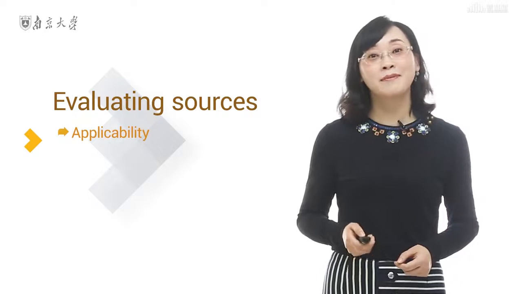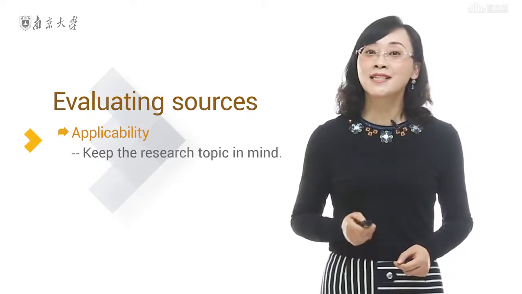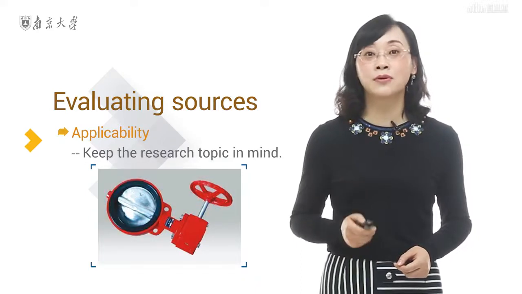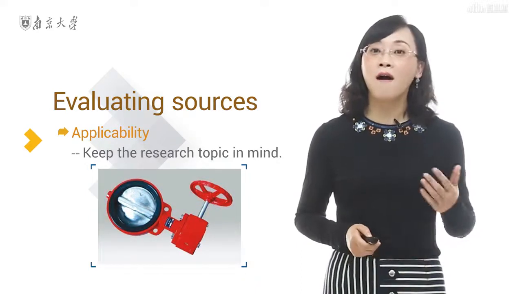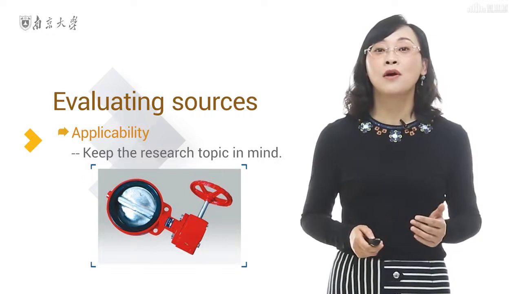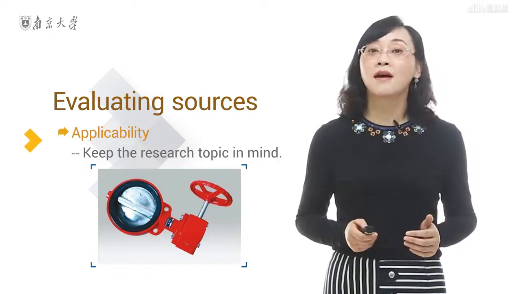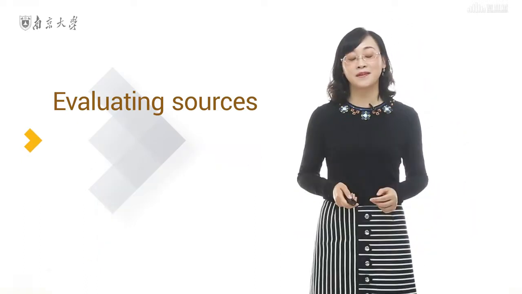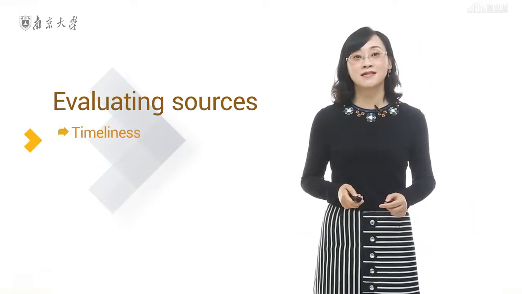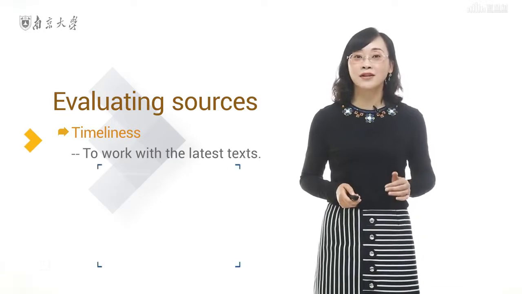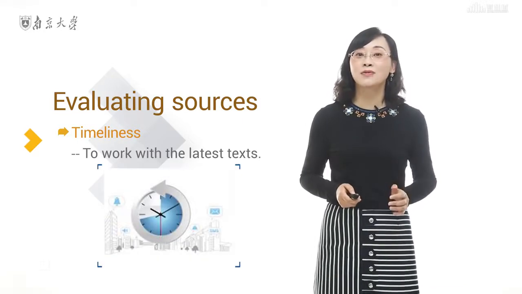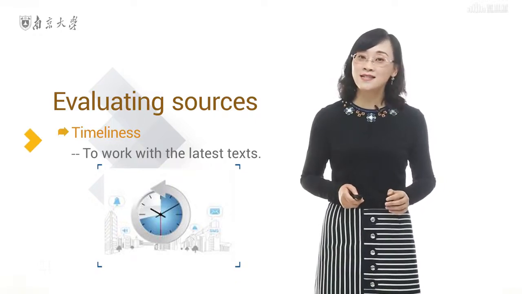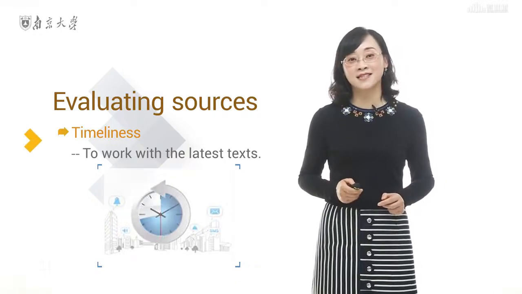Second, applicability. You have to make it clear whether the sources you have got are applicable to your research topic. Always keep the topic in mind when you conduct research. Otherwise, it's easy to get away from the topic. Finally, timeliness. The last criterion you have to keep in mind is that you make sure whether the sources are recent. It is necessary to work with the latest texts.